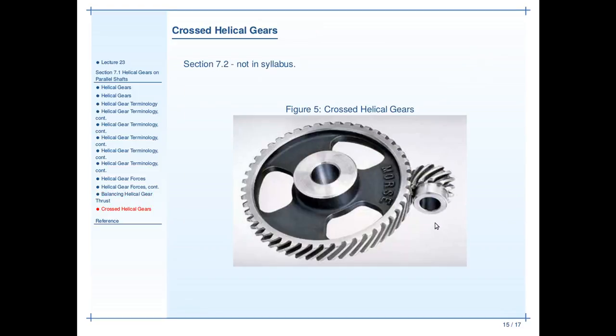Now, we have so far only looked at helical gears on parallel shafts, but you can actually create crossed helical gears, meaning helical gears on shafts that are 90 degrees apart, or any angle apart. We do not cover this type of gear in the course, but it is covered in section 7.2 in your book, so if you're curious about it, go ahead and take a look at the section. Crossed helical gears are a very interesting application.